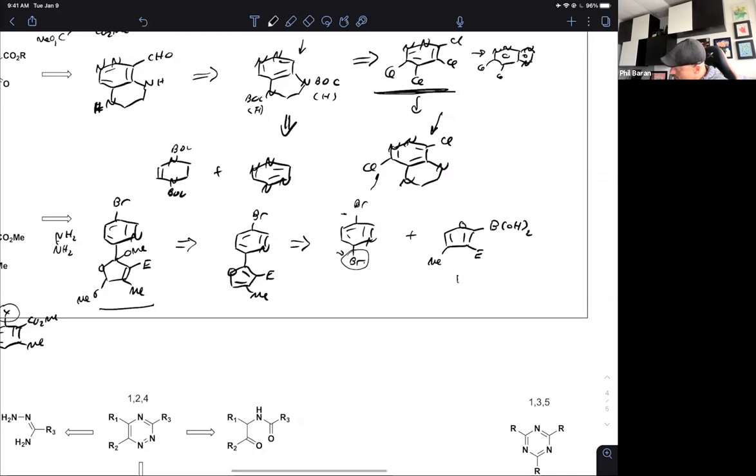And this just comes back from a deprotonation of that position. And you'll find yourself very easily able to get that furan from commercial suppliers.